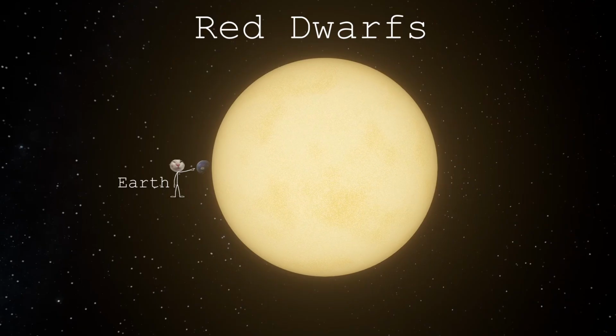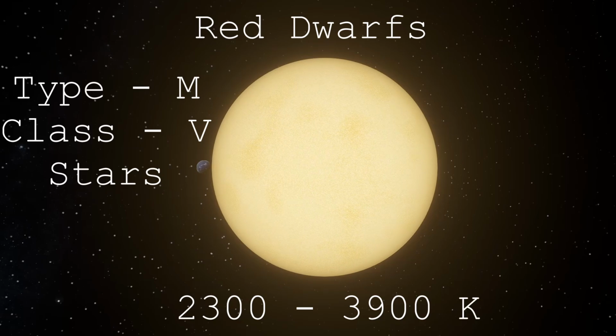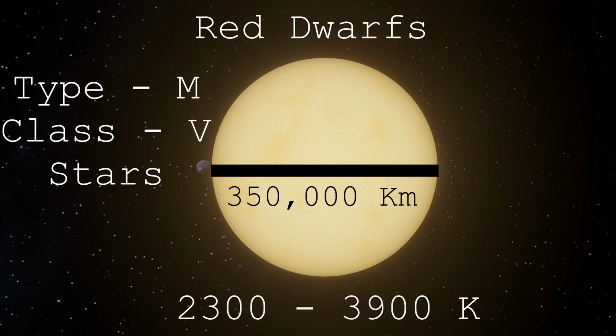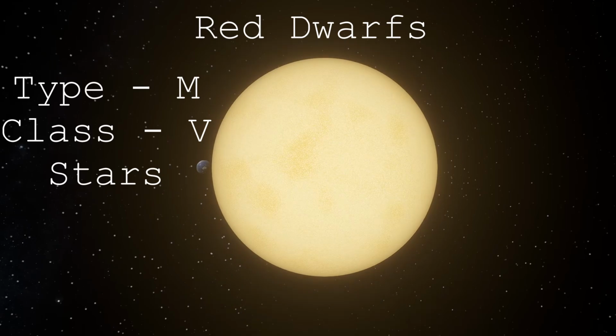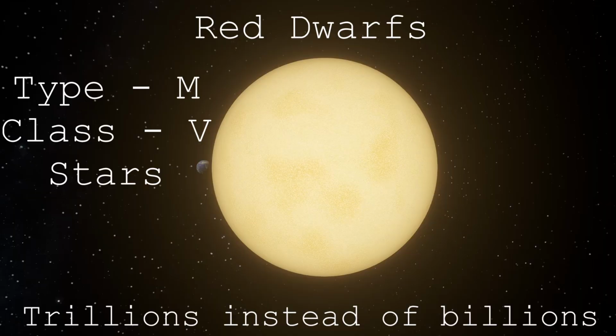Starting off with these smallest main stage stars, red dwarfs are the coolest and smallest stars, and mainly fall under the M V class. Red dwarfs can have a surface temperature of between 2300 and 3900 Kelvin, and a radius of around half that of the sun, emitting 1/10,000th the luminosity. Because of their size and temperature, they can stay in their main stage for much longer than stars like our sun, with lifespans far exceeding the current age of the universe.